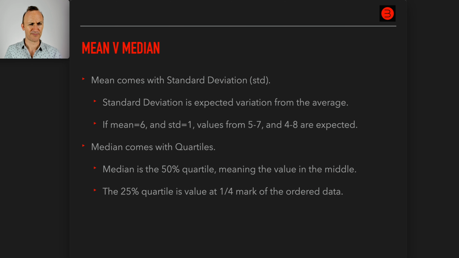And the 75th percent quartile is the value at the 3/4 mark of the ordered data. So in effect, you find the median, and that splits the data in half, and then you find two more medians. And those are the 25% and the 75% quartile.